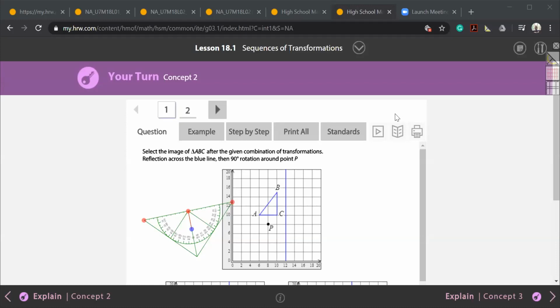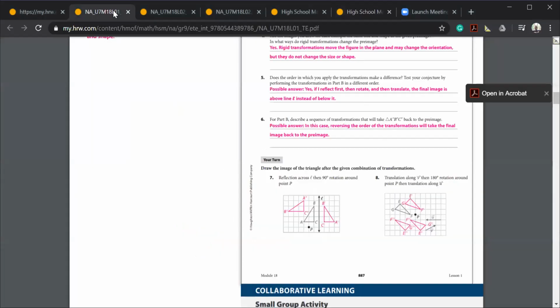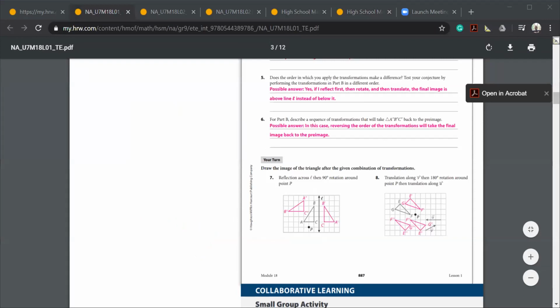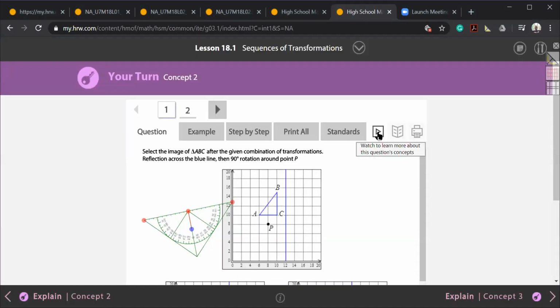Okay, before we start our new lesson, I just need to revise the problems that were left for you to do yesterday, beginning with page 887, question 7 and 8. Yes, page 887, question 7 and 8. Okay, let's do it together. This was question 8.